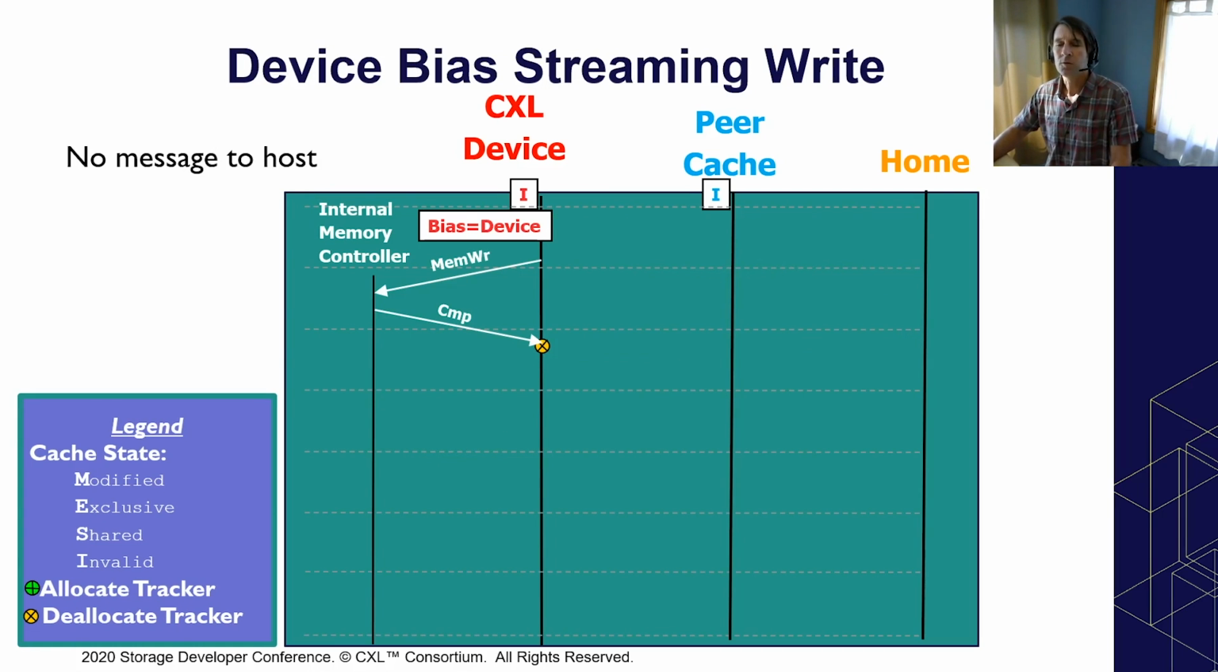And just showing the counterexample again, where we started out in device bias, the device would see that, wouldn't need to check with the host at all, so it could just do a direct write to its internal memory controller and complete without any message showing up on the CXL interface.